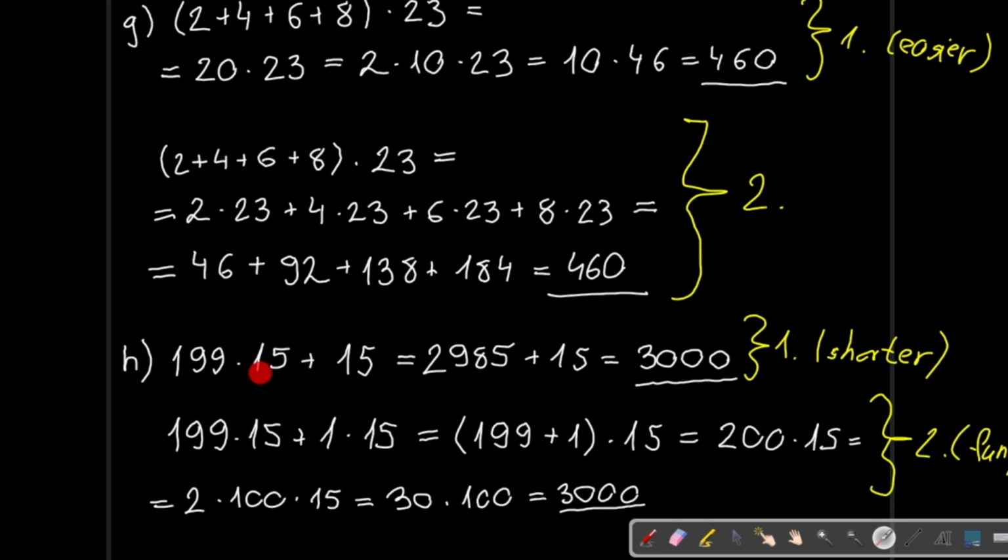Instead of number 15, we could imagine apples. So we have 199 apples plus an extra apple. That's 200 apples. That's pretty much what the distribution rule is all about. Let's move on to the final. That's the final example.